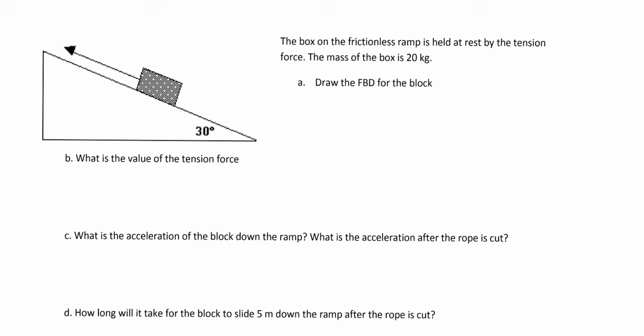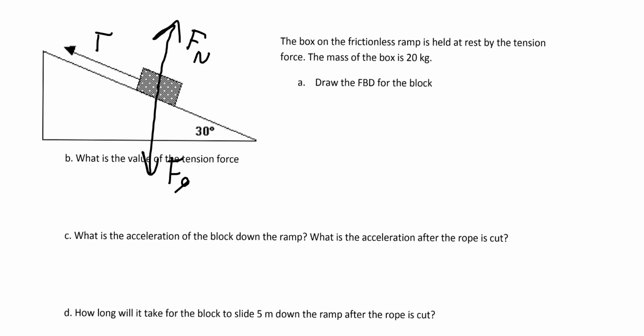In this problem, we're going to solve a ramp problem. So I start with the free body diagram. I know I have gravity, going straight down. I have tension force going up at the rope. I have the normal force, which is perpendicular to the ramp, or perpendicular to the surface.